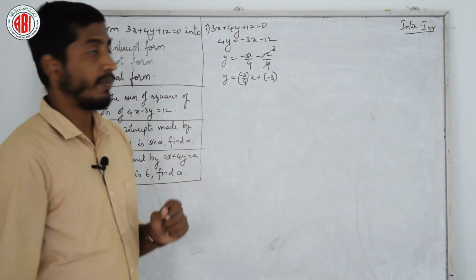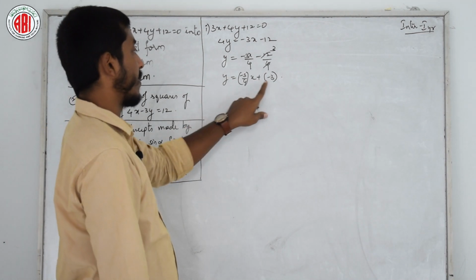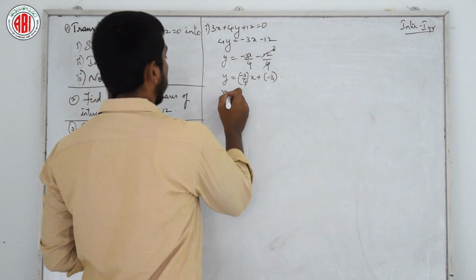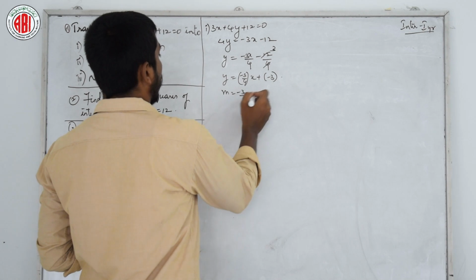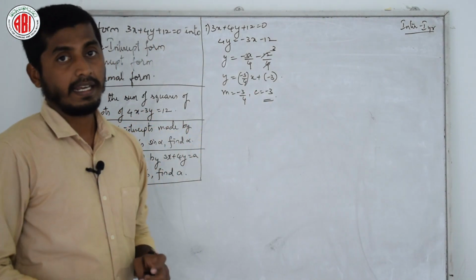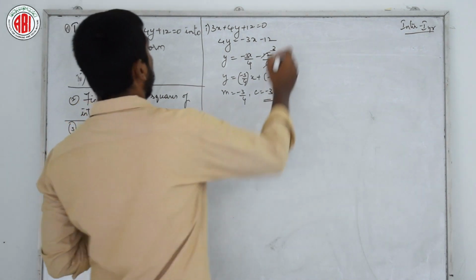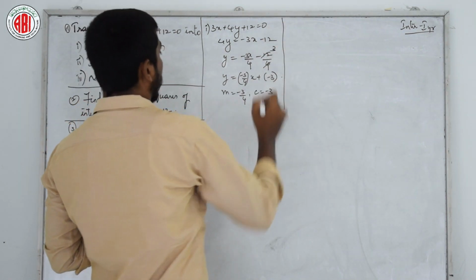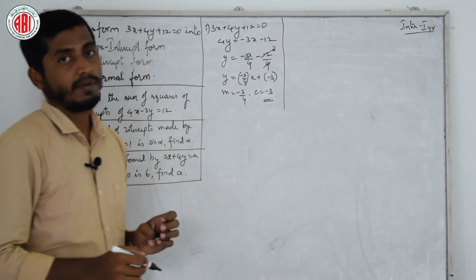Because the format clearly is y is equal to mx plus c. What is m here? Minus 3 by 4. What is c? Minus 3. Is it clear? This is how we solve for transforming a given general equation into slope intercept form.